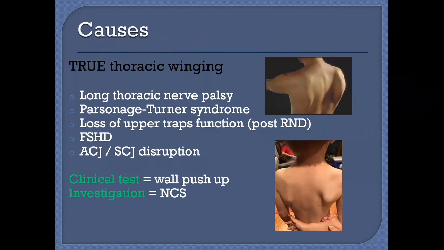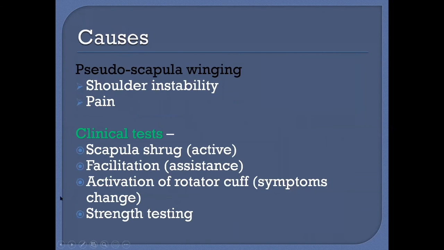These are very, very rarely seen. I think I've only seen one Parsonage Turner in a child, well, an adolescent, and then one long thoracic nerve palsy after an injury. So they're really rare. And then the S8HD tends to present a little bit later on. I think I've seen two in my career so far. They tend to happen more in adults, but you will get the gross winging.